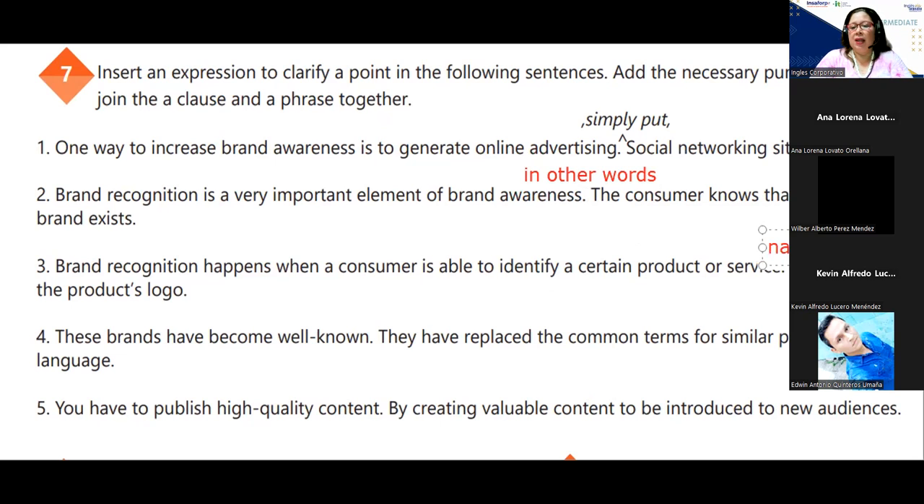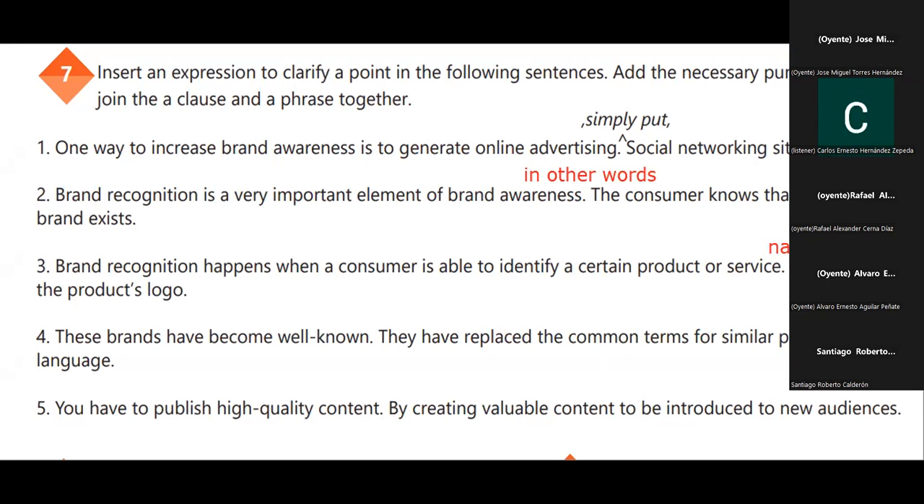If we say namely, let's read it, how it sounds. Brand recognition happens when a consumer is able to identify a certain product or service, namely by viewing the product's logo. Like namely, right? The product's logo. Viewing the, yes, and this is a noun, right? This is a verb and this is a noun. Okay, yeah, it could sound good with namely. Let's read number four. Because it's like specifying, right? Number four, please. Hosman, can you read number four?